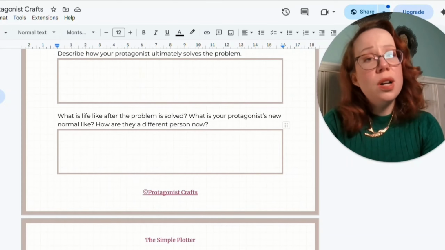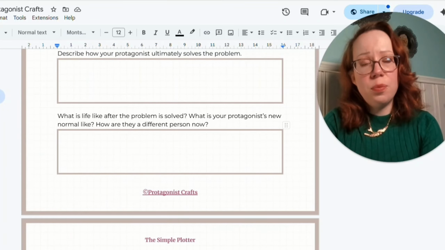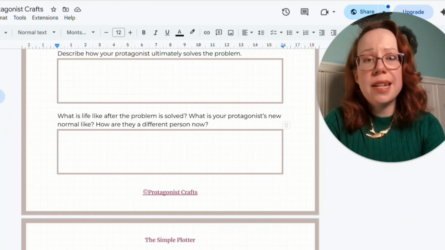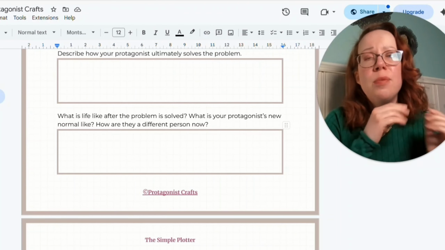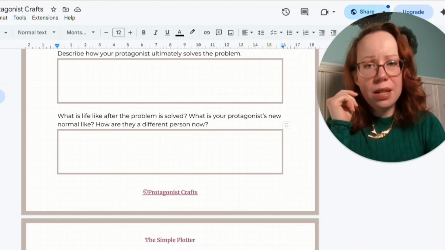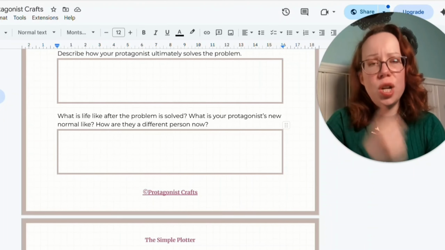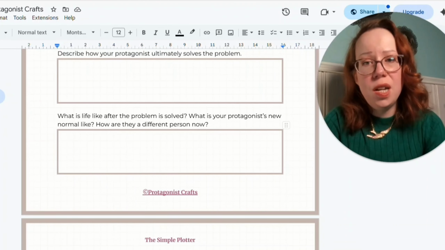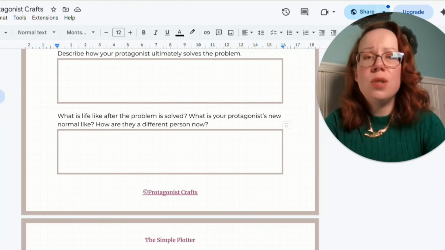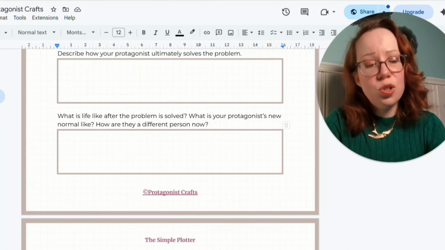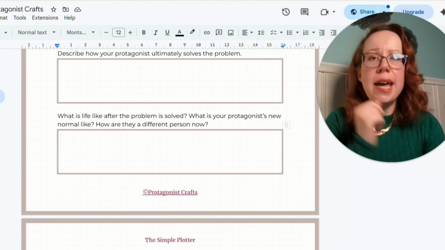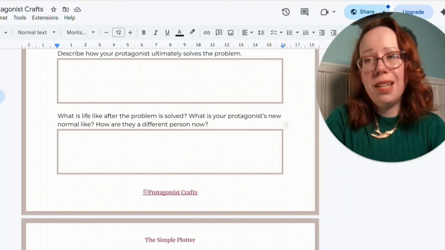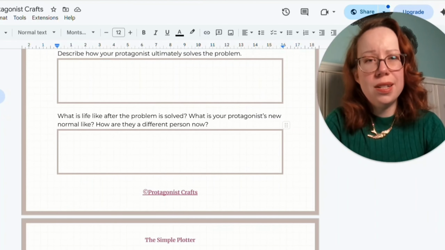And then lastly, what is life like after the problem has been solved? And what is the protagonist's new normal like? It could be mirroring the beginning of the story, but it does need to be different. This person has changed. Perhaps the world has changed as well. And you need to give your readers a glimpse of what this new world is like. And just exit sooner than they would want you to. Leave them wanting more.